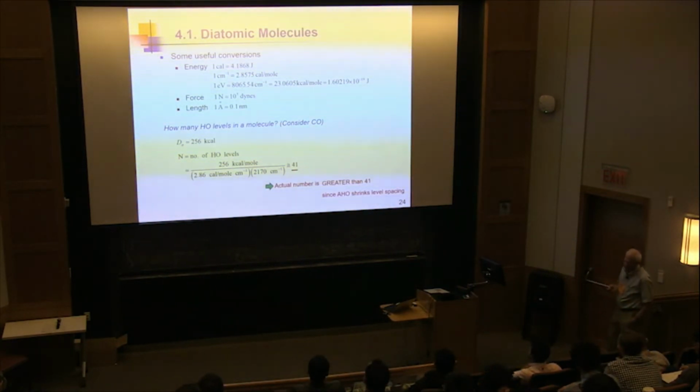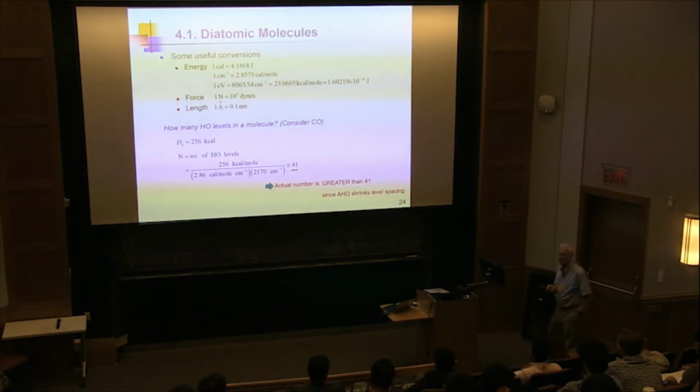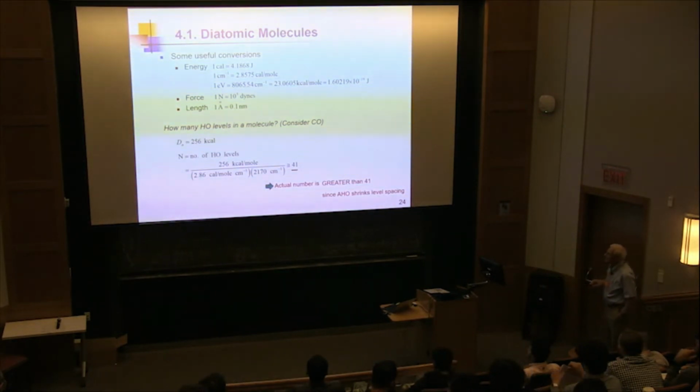Well, so it's the number people who study the chemistry of how does carbon monoxide dissociate. It has to dissociate from a high-lying vibrational level. So people worry about some of these things, the anharmonicity.